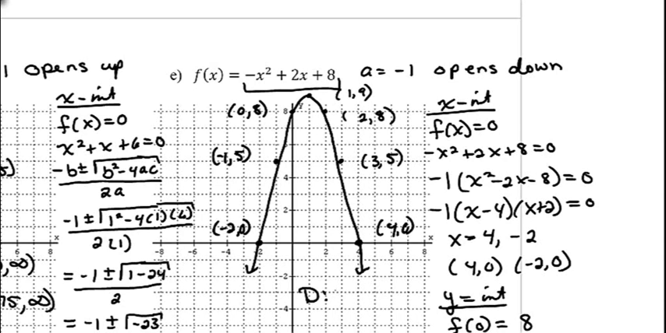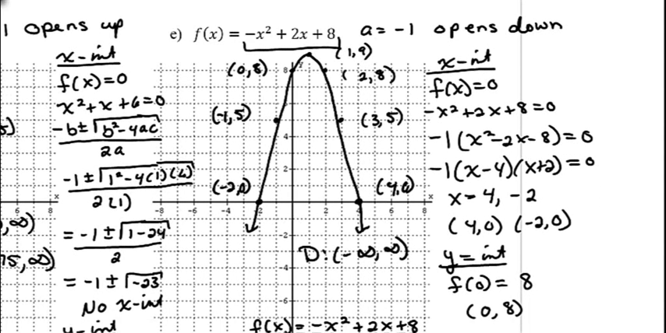And the domain is negative infinity to infinity for all parabolas. And then our range is, because it's opening down, it's going to start at negative infinity, and it goes up to the y-coordinate of the vertex, which is 9, and always a square bracket.